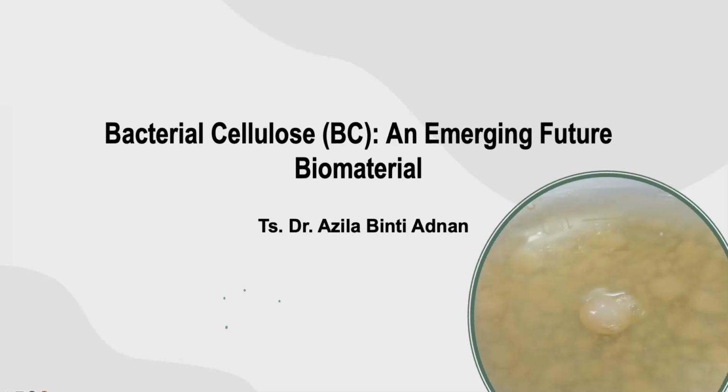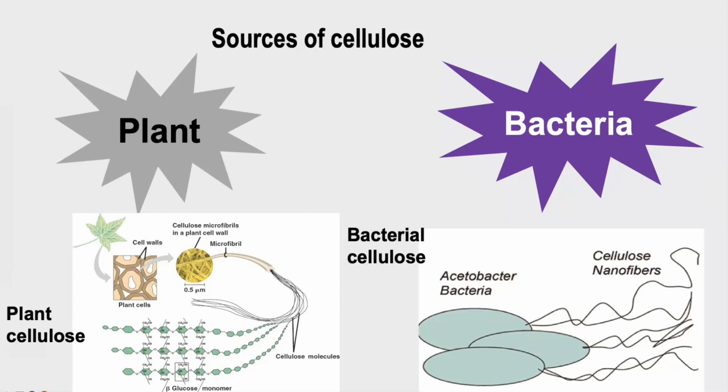So I would like to share my presentation today entitled Bacterial Cellulose or BC and Emerging Future Biomaterial. So the sources of cellulose, actually we can get our cellulose from plant and also from bacteria. However, from plant specifically, we can get our cellulose from the cell walls here. And from bacterial cellulose, we can obtain our cellulose through a fermentation process by some kind of bacteria which is called Acetobacter bacteria that secretes cellulose nanofibers.